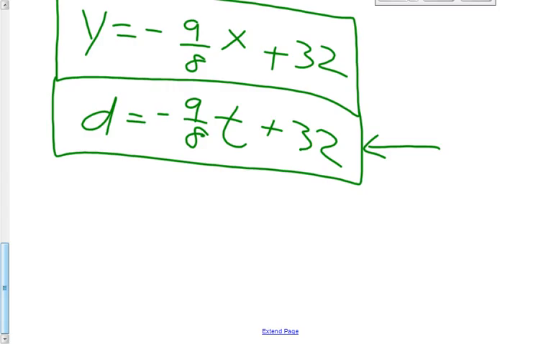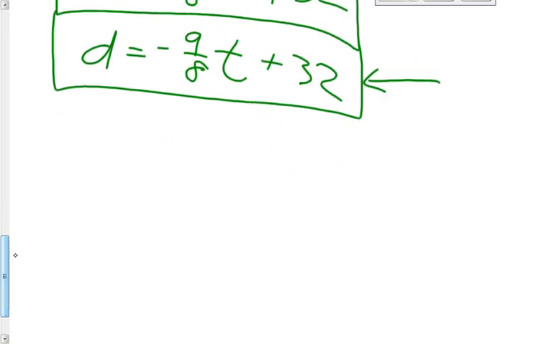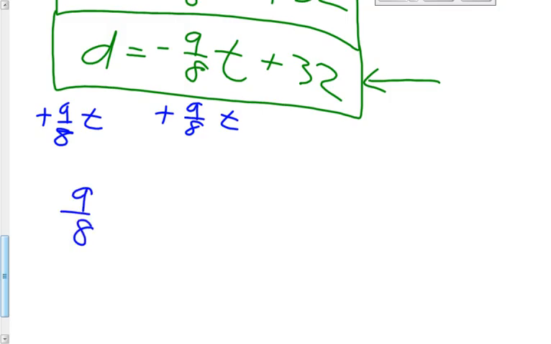Let's quickly practice putting it in standard form, just in case Excel Math ever asks for that. And it's always good practice as well. So we've got to get into ax plus by equals c, or ad plus bt equals c. A little bit confusing, but we just have to get the 2 variables on the same side. So let's add the 9/8 t to both sides. So we would get 9/8 t plus d equals 32.